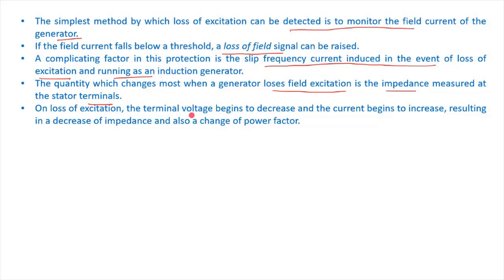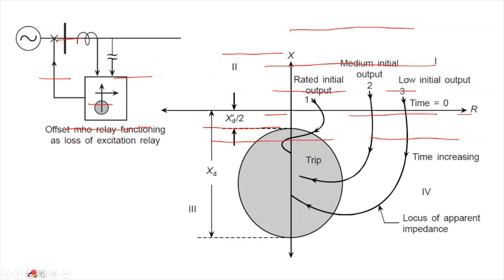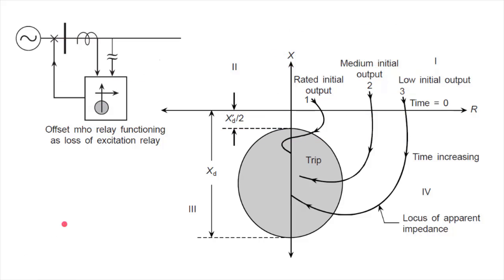So in the loss of excitation, the terminal voltage begins to decrease and the current begins to increase. So that results in decrease of impedance and also change of power factor. So the impedance decreases, because of the decrease in the terminal voltage and increase in the current, and the power factor also changes from leading to lagging, right? Thus loss of excitation can be unambiguously detected by a Mho relay located at the generator terminal. With a different setting of the Mho relay, we can very easily identify it.